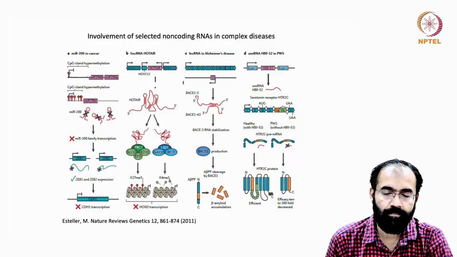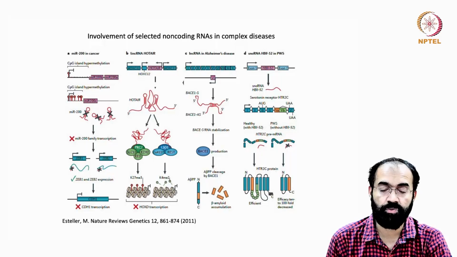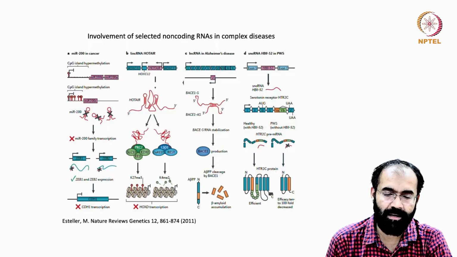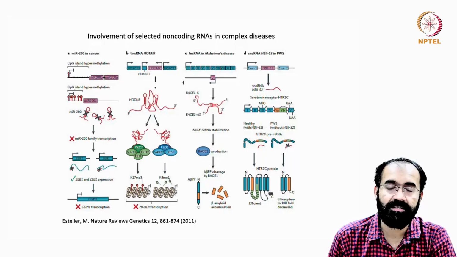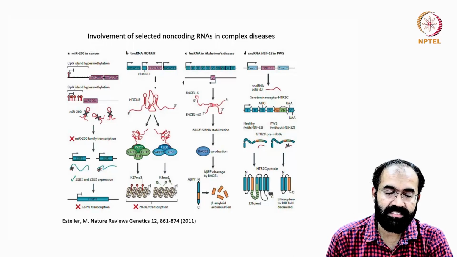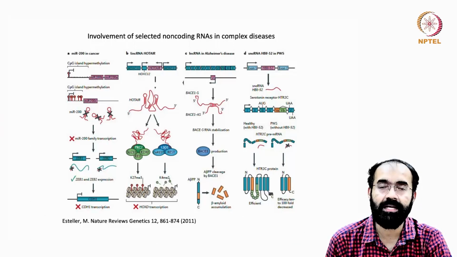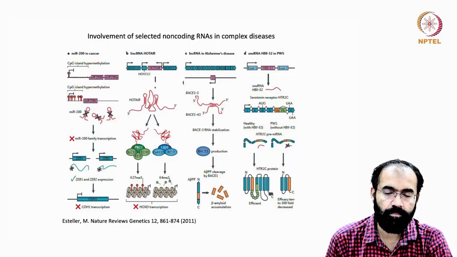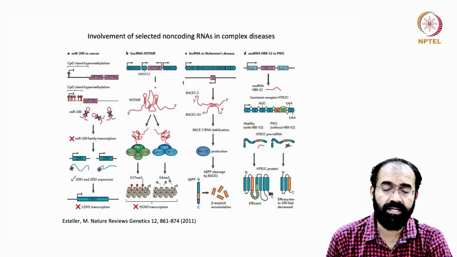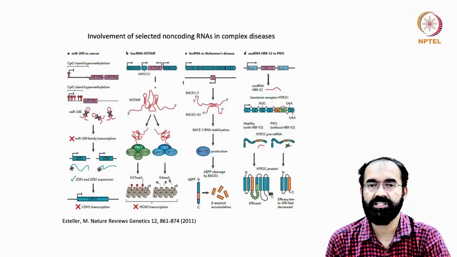In the same way, consider the snoRNA HBII-52 in Prader-Willi syndrome. What happens if the snoRNA HBII-52 is expressed smoothly? It can affect the serotonin receptor HTR2C. This can in turn influence behavior, because Prader-Willi syndrome has behavioral characteristics. So it can negatively influence the serotonin receptor, and serotonin is important in controlling mood and depression, etc.